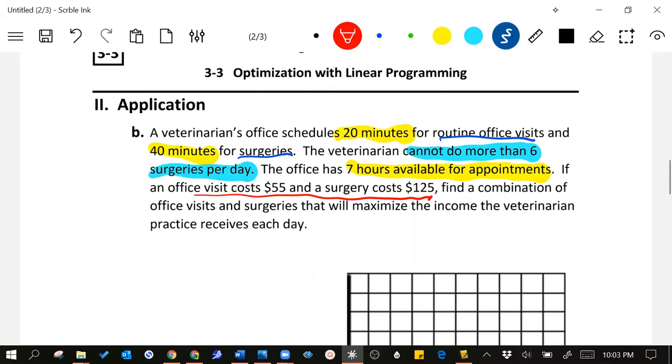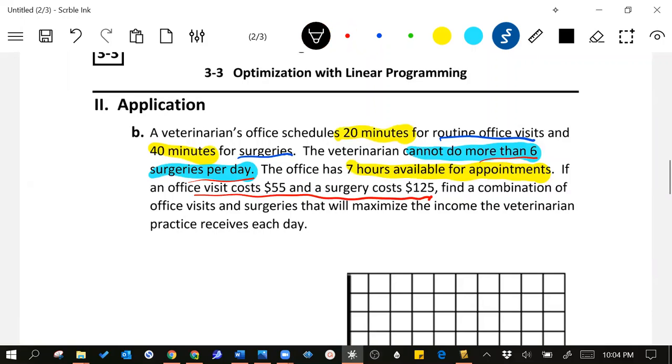Right, so first, we know the X's and Y's are all greater than or equal to 0. So in a way, that's an easy one. I thought about putting greater than 0 and less than 0. I'm not sure how much or if I should write that out on them too. What we have are, well, we know the veterinarian cannot do more than 6 surgeries per day. So let's start with that.